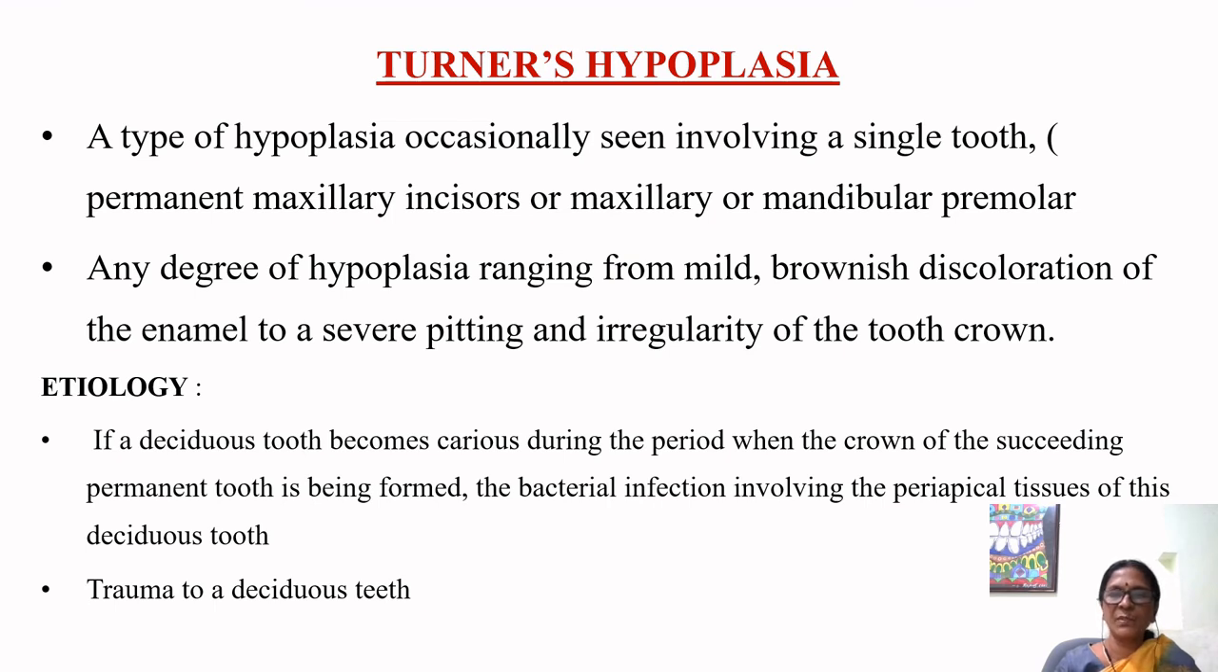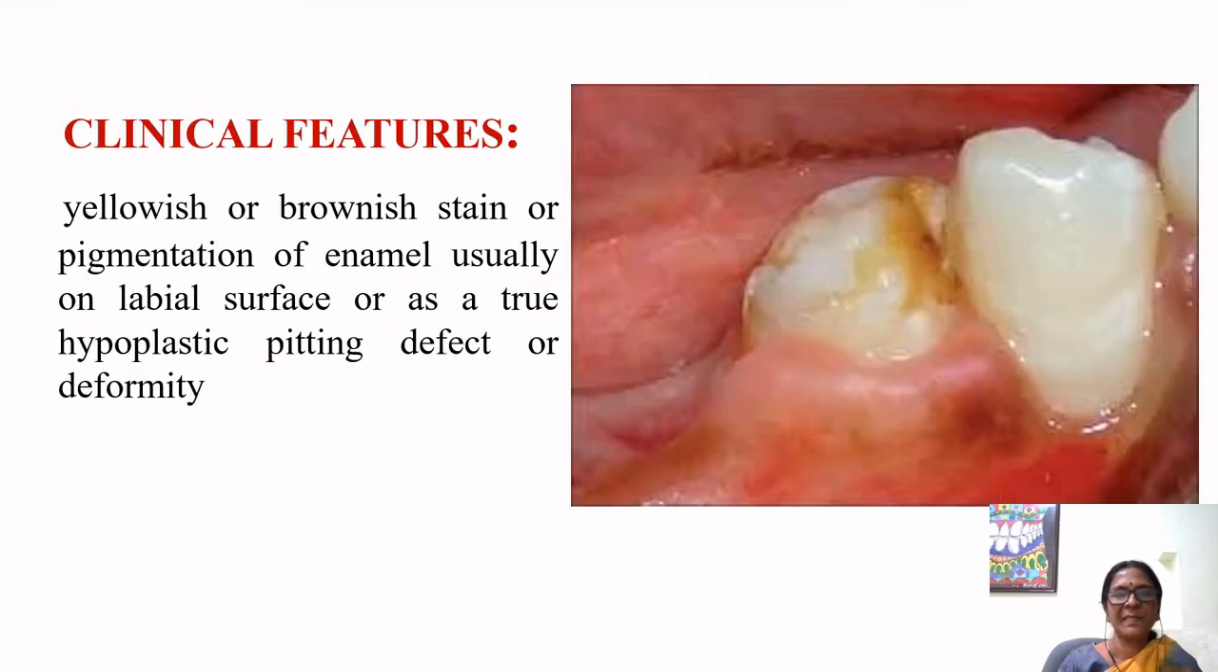Etiology: the deciduous tooth becomes carious during the period of growth when the crown of the succeeding permanent tooth is being formed. The bacterial infection involving the periapical tissues of this deciduous tooth causes trauma to the erupting permanent tooth, and hence there is enamel hypoplasia. Clinical features: yellowish or brownish stain or pigmentation of enamel, usually on the labial surface, or a true hypoplastic pitting defect may also be seen.